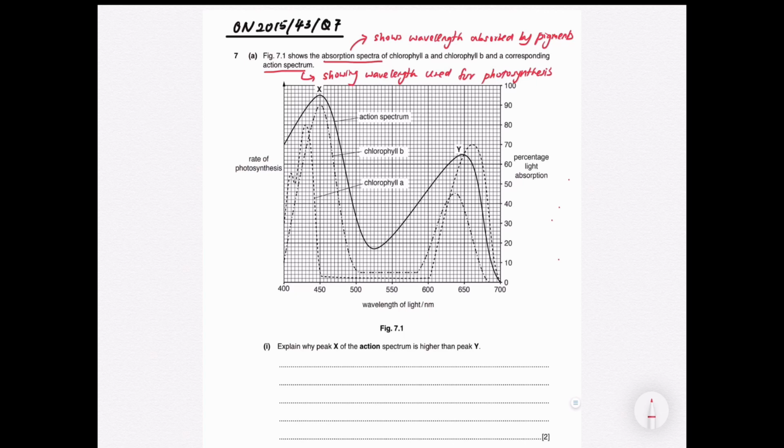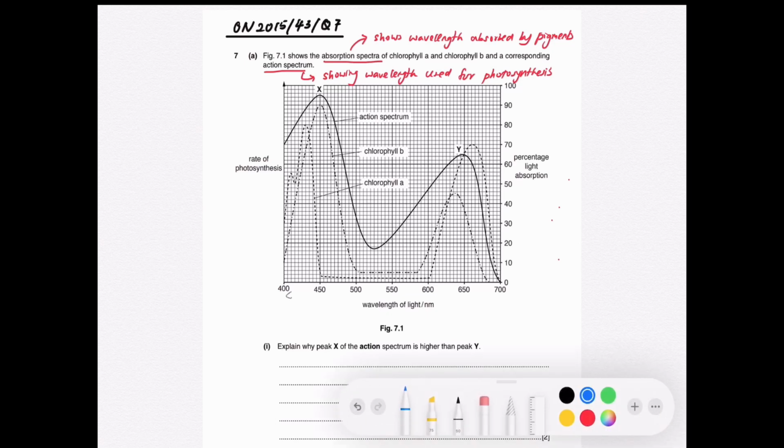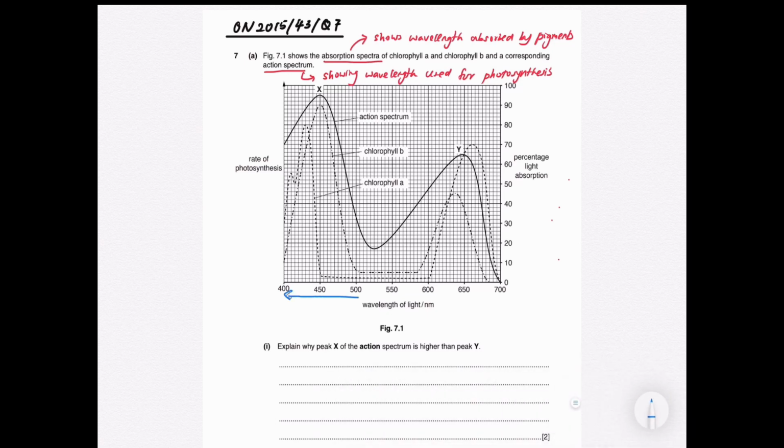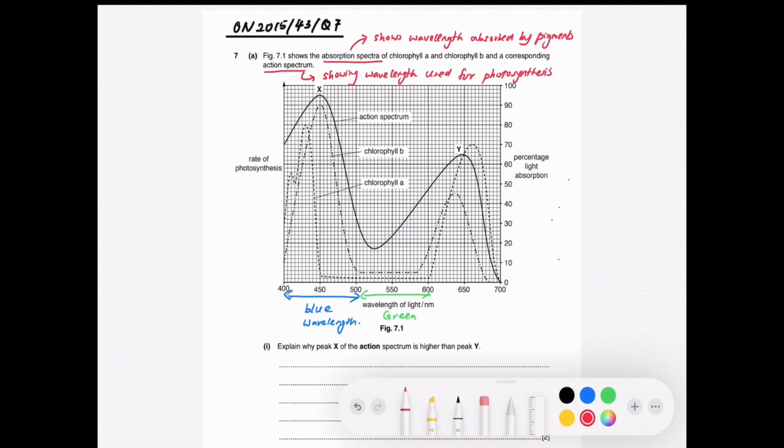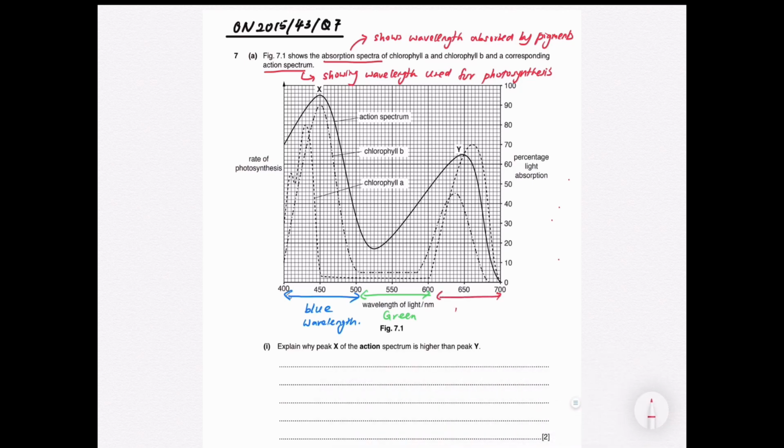So let's look at the wavelengths that are being absorbed. You need to understand that 400 to 500 represents the blue wavelength. Although we know the whole spectrum is seven colors, we just focus on three main colors: 400 to 500 is blue, 500 to 600 will be green, and 600 to 700 will represent red.